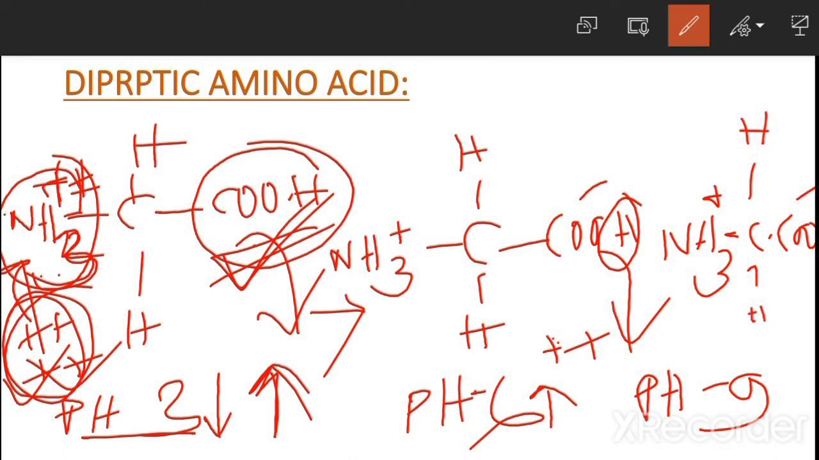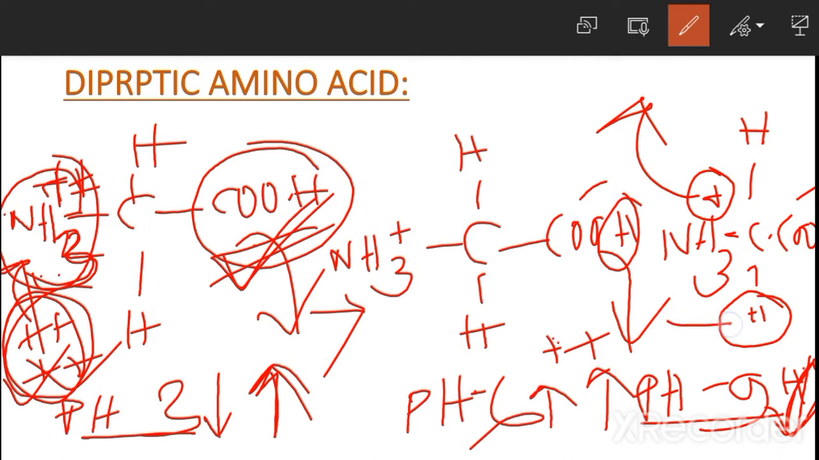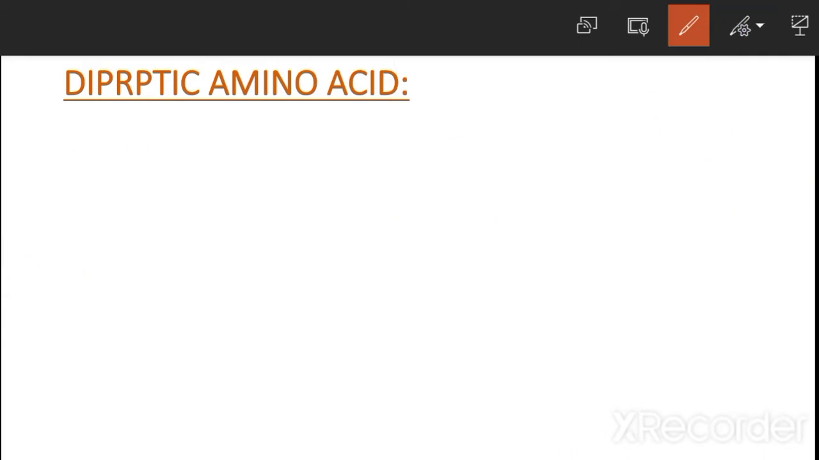Here also at pH 9, that means H plus concentration will be low. pH high means H plus low. In that case, which donates a proton? Here NH3 plus, this time, donates a proton, because the H here has no role in donating a proton. So it donates a proton and becomes NH2. Clear? I say that clearly.